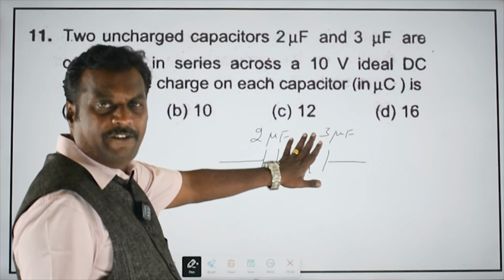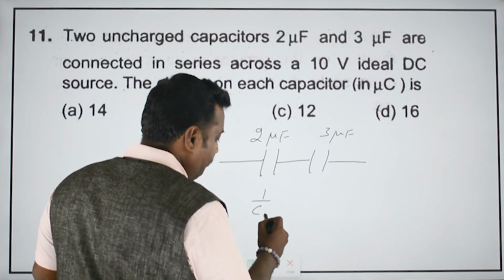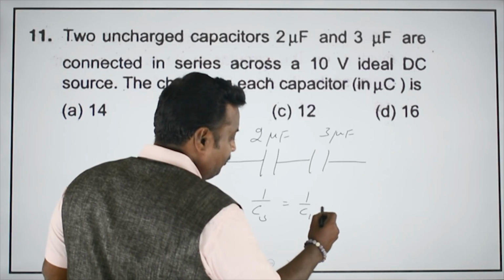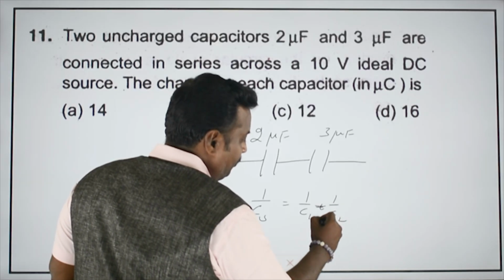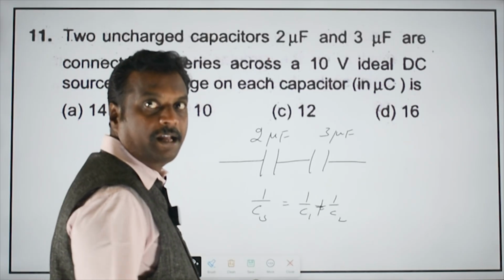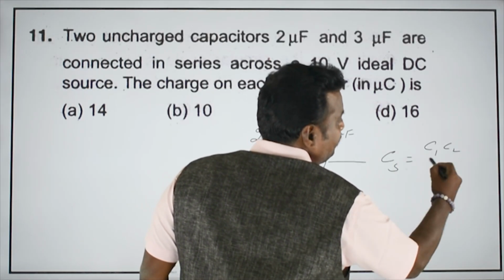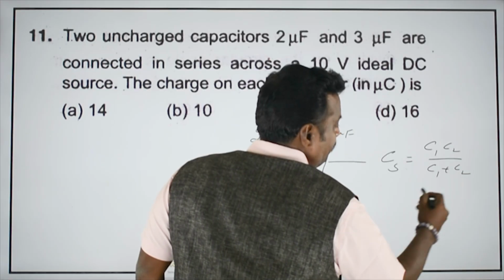நம்ம இதோட effective capacitance என்னன்னு பார்க்க போறோம். The capacitors are connected in series. So 1 by CS is equal to 1 by C1 plus 1 by C2. இந்த ஃபார்முலால போட்டு சப்ஸ்டிட் பண்ணலாம். C1 is 2 and C2 is 3. பட் I go for a different, இது உங்களுக்கு தெரிஞ்சது தான். CS is equal to C1 C2 by C1 plus C2. So this is the formula.